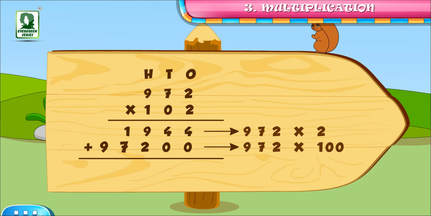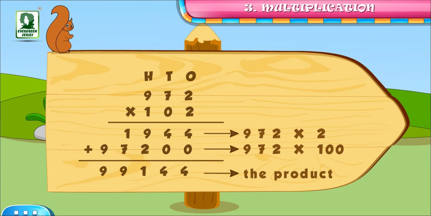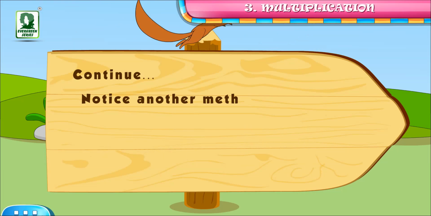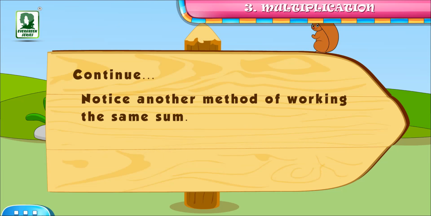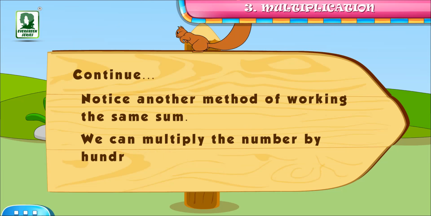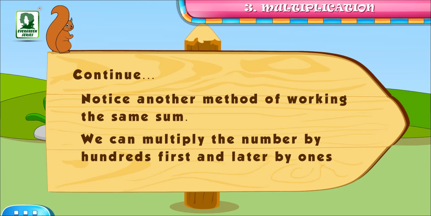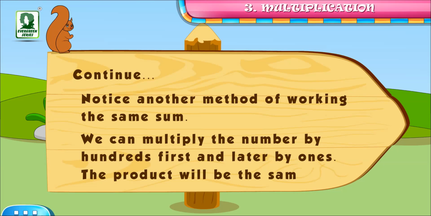Now, add 1944 and 97,200, which is equal to 99,144. There is also another method of working the same sum. We can multiply the number by hundreds first and then later by ones. The product will be the same.